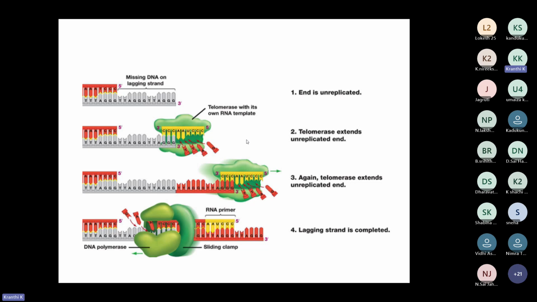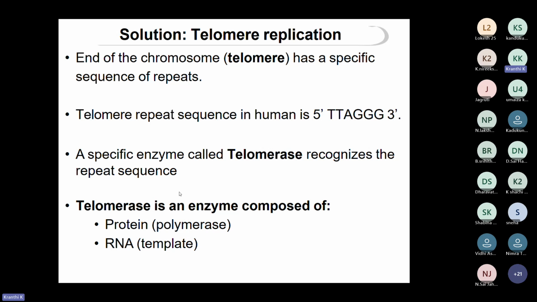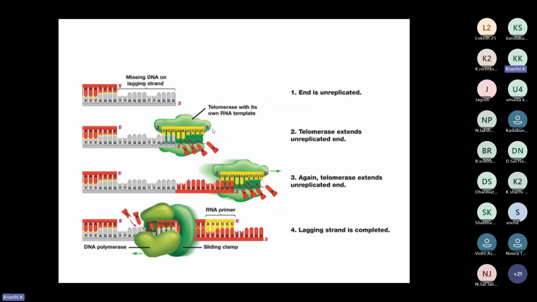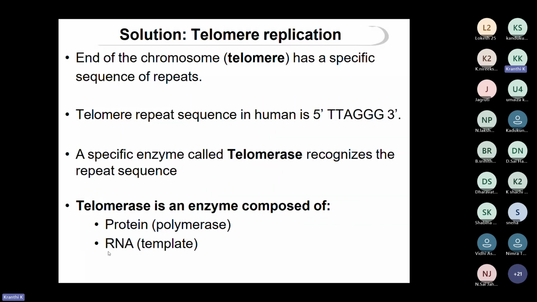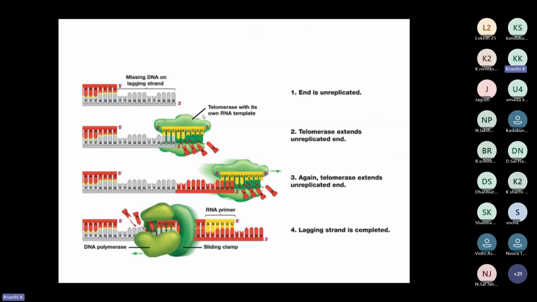Then let us see here. This place is missing, meaning the missing DNA strand in the lagging strand and the leading strand also. This part is the telomere. Then there is an enzyme called telomerase. Let us think that this green color is the telomerase. It has two parts, the protein, that is the polymerase, and the template. So the green part is the telomerase. This telomerase will extend the unreplicated end because it has the complementary sites.